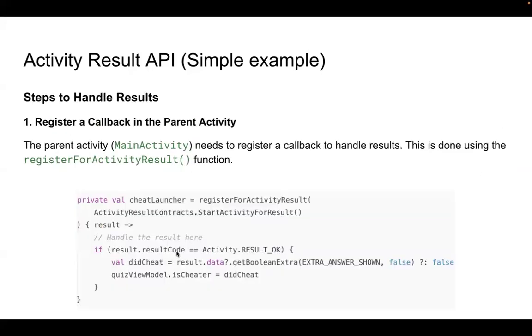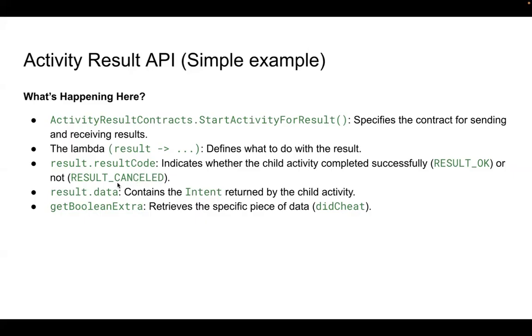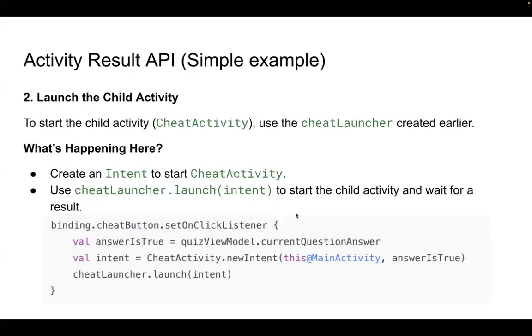If it goes back without even looking at the answer, it's still going to give you result okay, right? If it just canceled abruptly, that's when it's going to give you this result canceled. And then result.data will have the data that the child activity sent to you. And then this getBooleanExtra retrieves a specific piece of data, didCheat, right? So what's happening here? Let's look more into this.